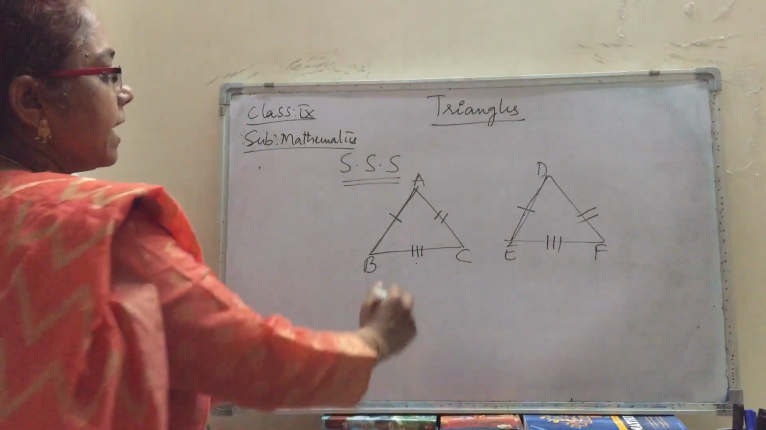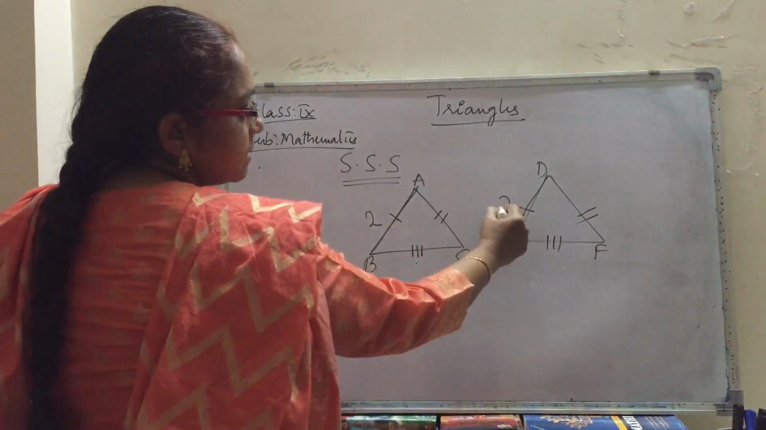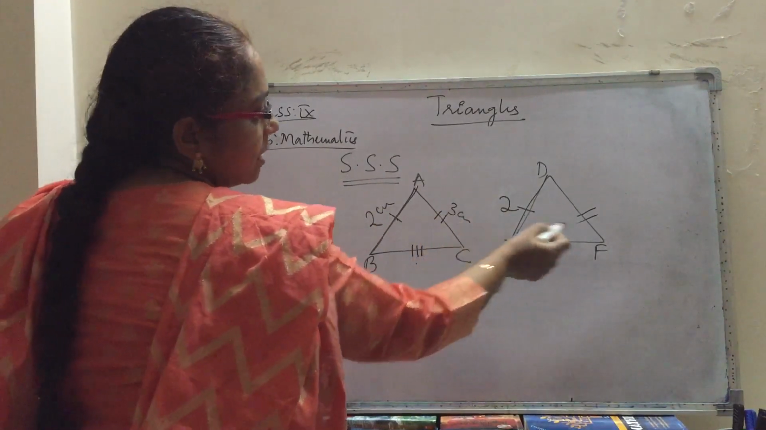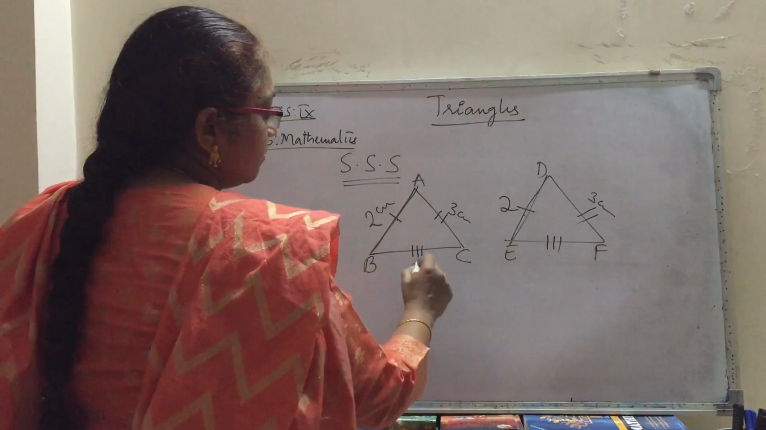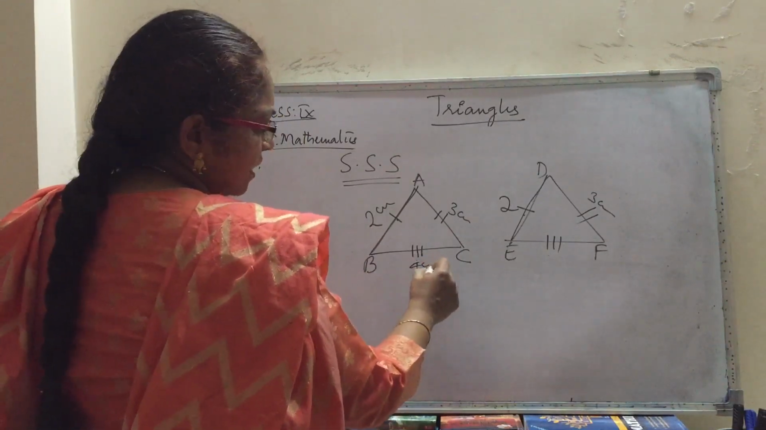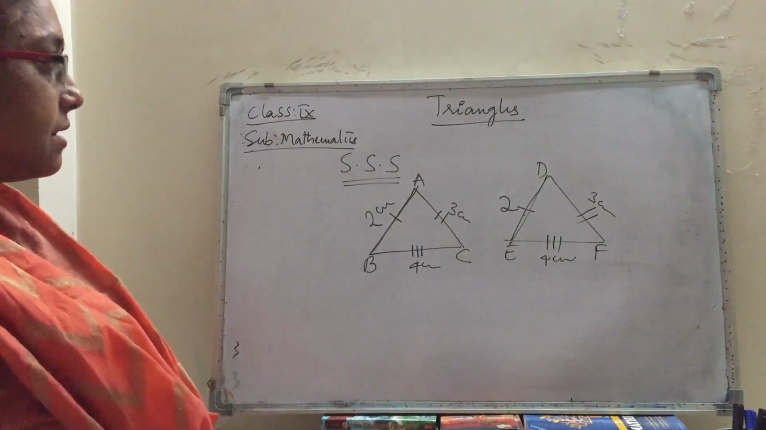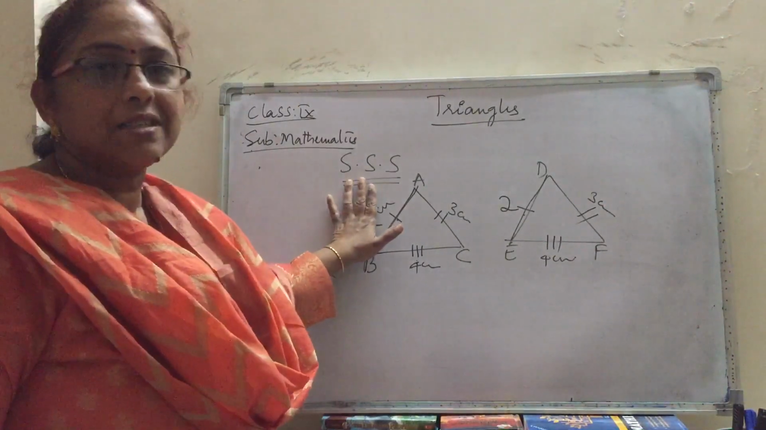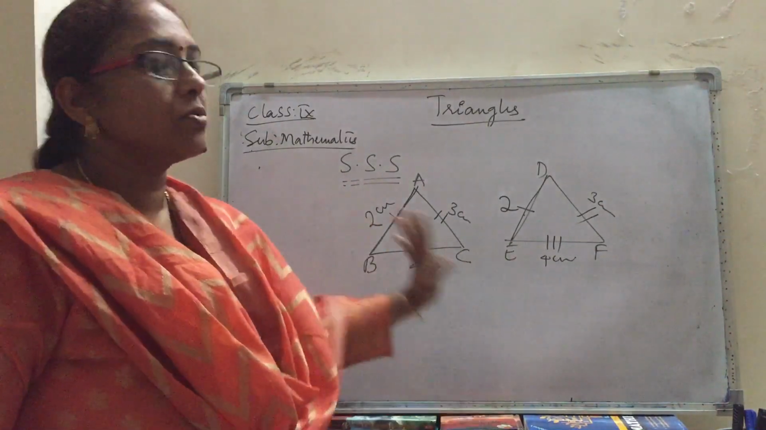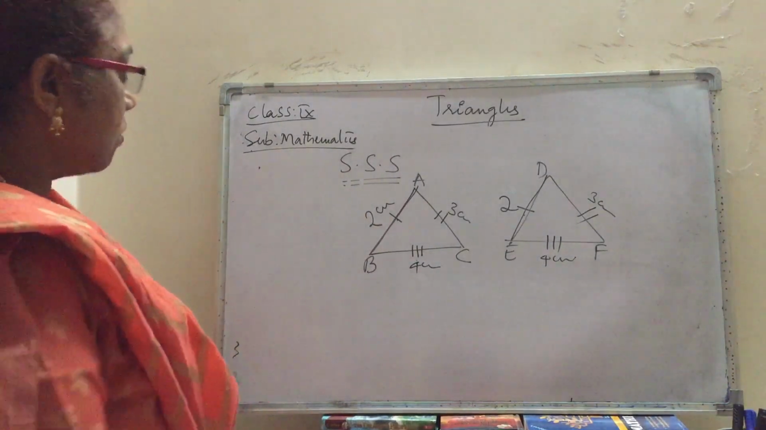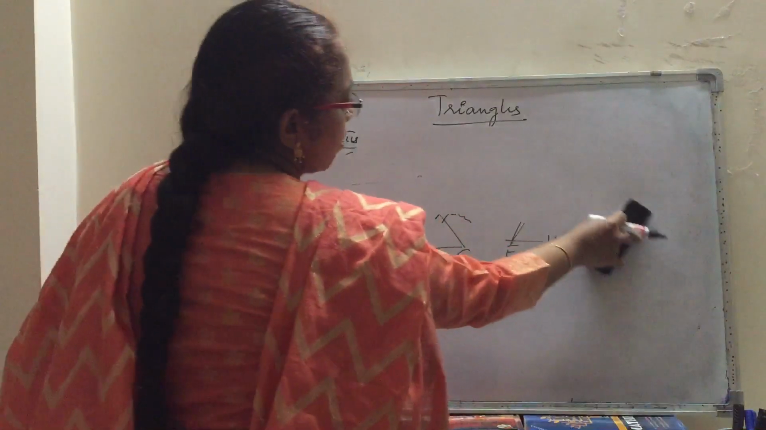It means if the AB length is 2, this DE length is also 2 centimeters, this is 3, and this one is 4 centimeters, this is also 4 centimeters. If it is like that, then according to this SSS congruency rule, we can say these two triangles are congruent. Okay, children.